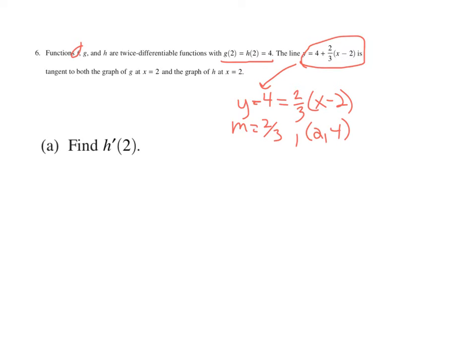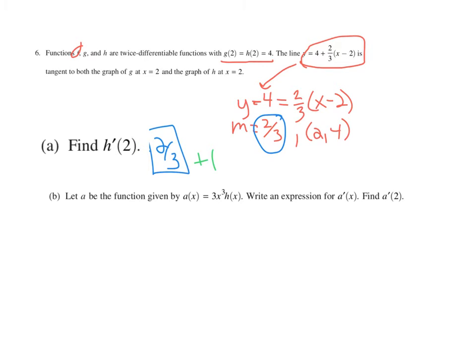So for part A, they ask you to find h prime of 2. The big thing they want you to notice is that the slope of the tangent line is equal to 2/3, and that also is going to be the derivative of h evaluated at 2. So the answer for this one is just 2/3. That's all you need to do, just give the answer, you get a point for that one.